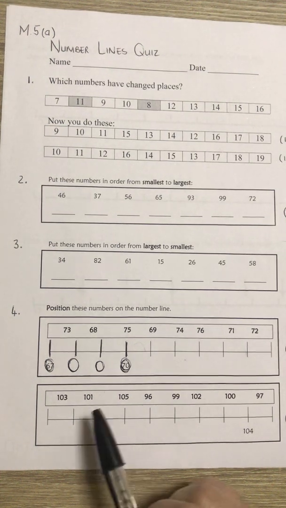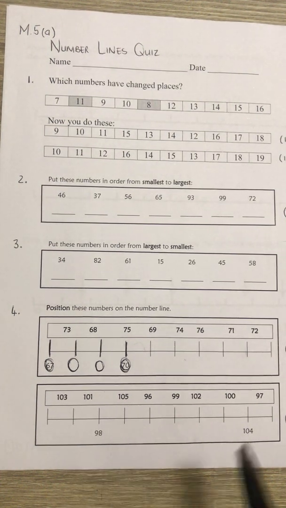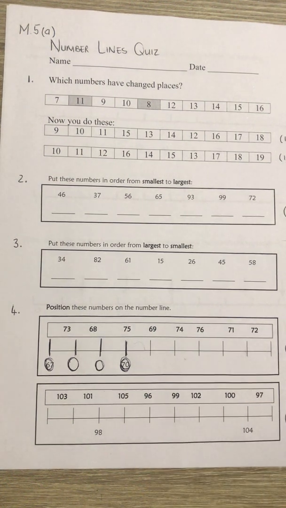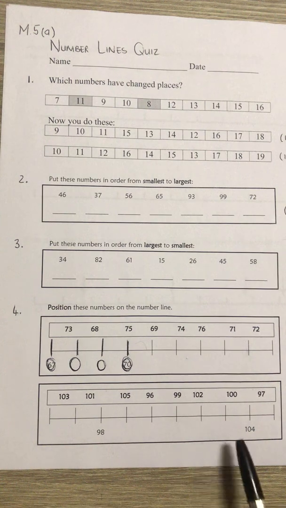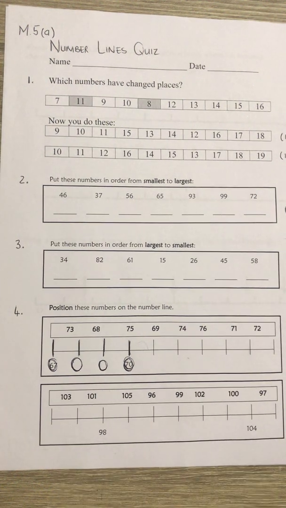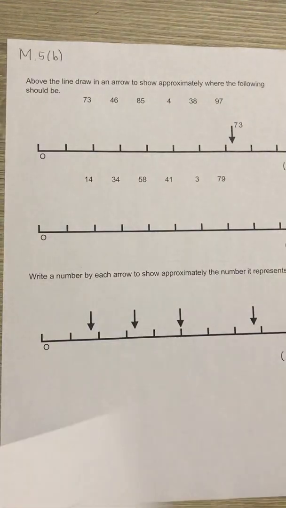Next one. 103, 101, 105, 96, 99, 102, 197. Now the number line gives you blank, blank, 98, blank, blank, blank, blank, blank, 104, blank. Go fill those numbers in on this number line. We are finished with the first page.